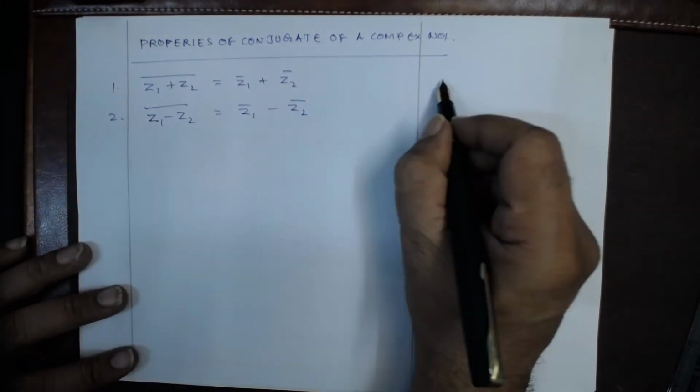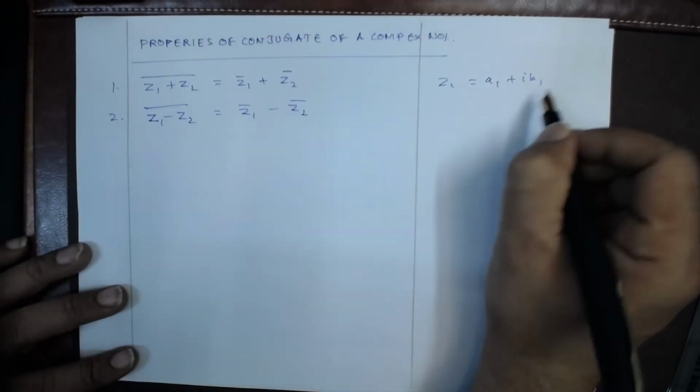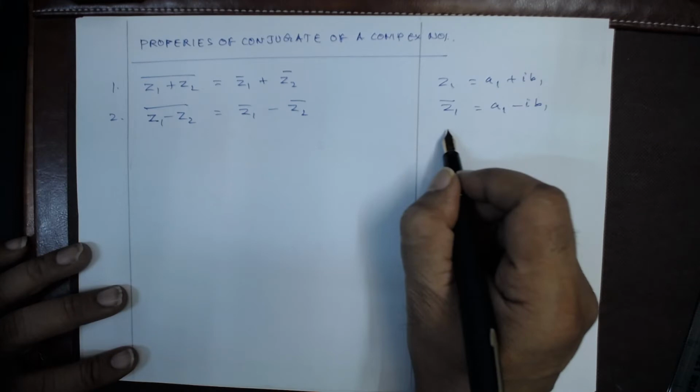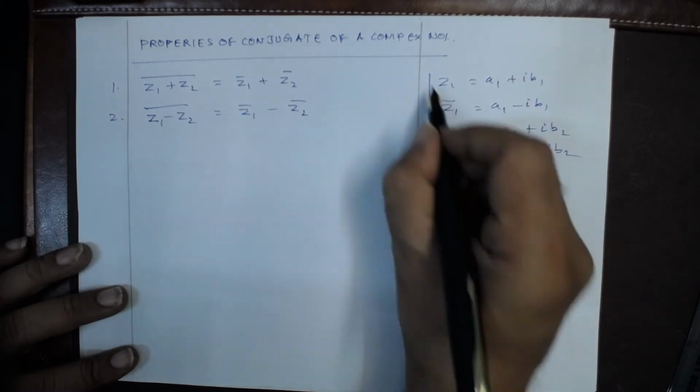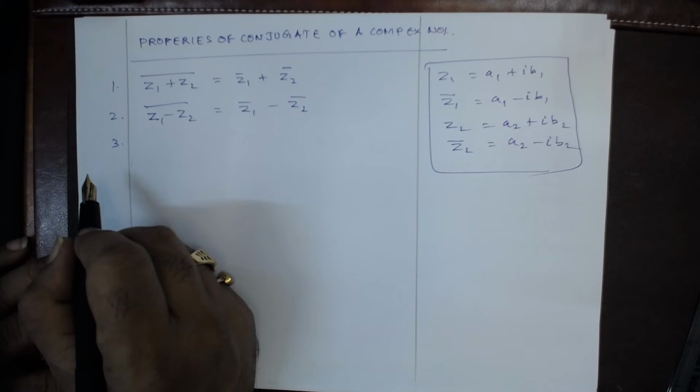You know very well, z1 bar is nothing but the conjugate. Let me explain once again. z1 is represented as a1 plus i b1. What do you mean by z1 bar? Similarly, z2 is equal to a2 plus i b2. And what is z2 bar? That is the conjugate. So a2 minus i b2. Do you understand? So remember this.